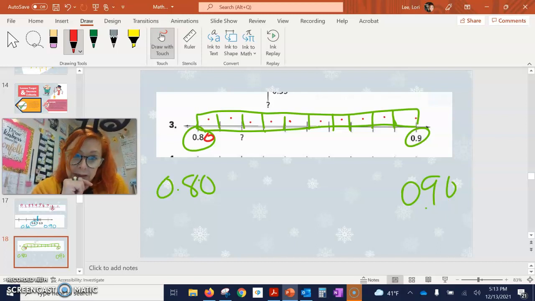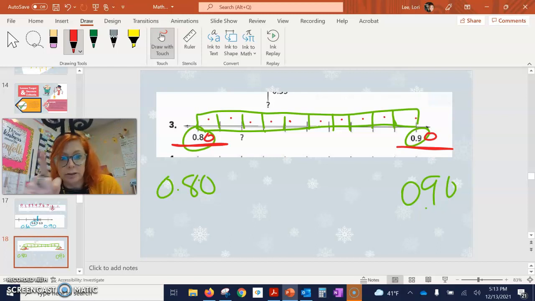What would the next one be? If there's 10 in between this and this, I bet you can label that. And that's on your lab sheet. And I know you can do it.